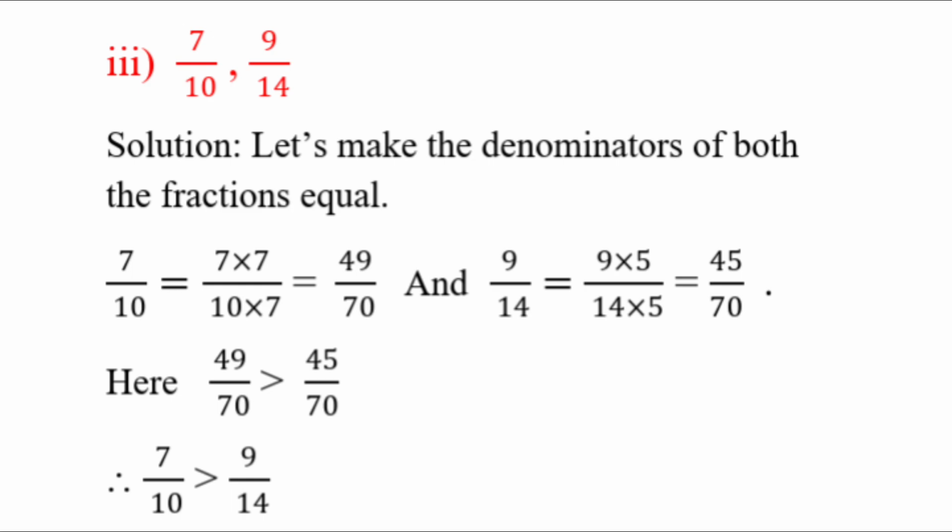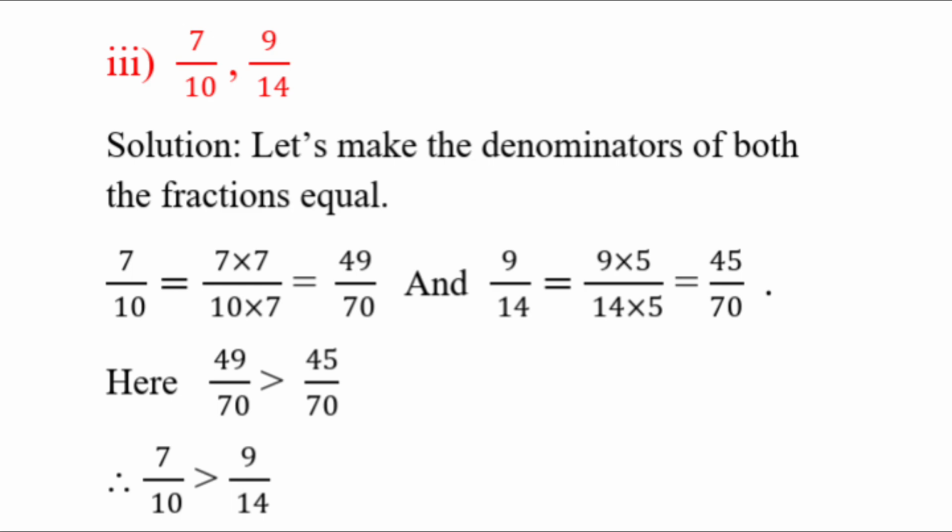The third sum is 7 by 10 and 9 by 14. Again unlike fractions, so we have to make their denominators common. As we see the denominators 10 and 14, 70 is the number which is common in both tables, or we can calculate the LCM for these denominators. So 70: 10 7s are 70 and 14 5s are 70.